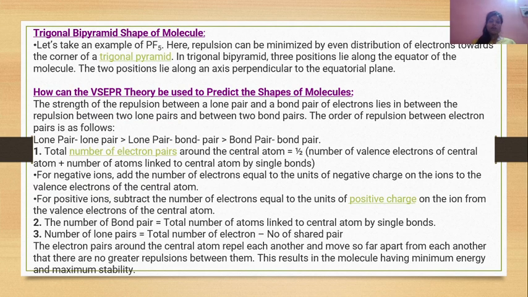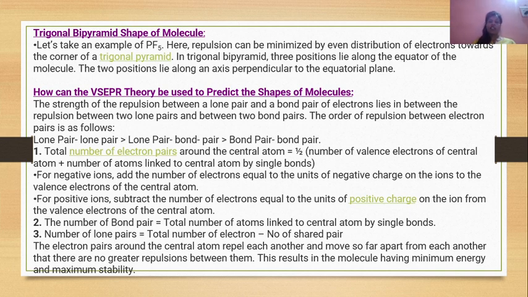Trigonal bipyramidal shape of the molecule: the central atom is surrounded by five electron pairs, for example PF5. As we all know, PF5 and PCl5 have trigonal bipyramidal geometry with no lone pairs in the valence shell, so the resulting geometry of the molecule is trigonal bipyramidal. Here repulsion is minimized by the even distribution of electrons towards the corners of the trigonal bipyramid. In a trigonal bipyramid, three positions lie along the equator of the molecule. The two other positions lie along an axis perpendicular to the equatorial plane.